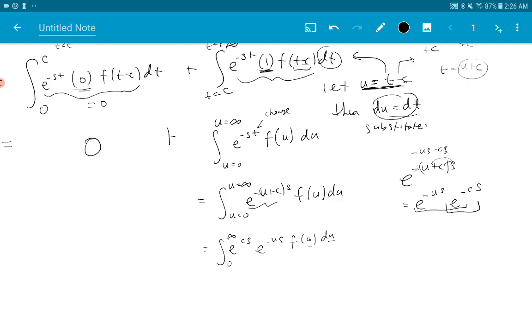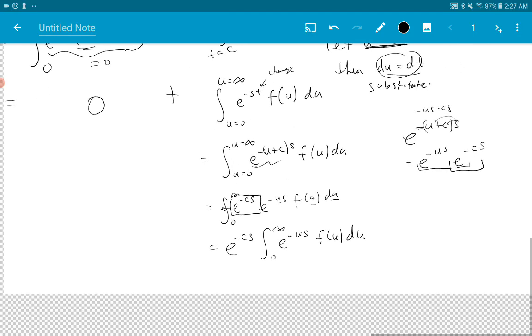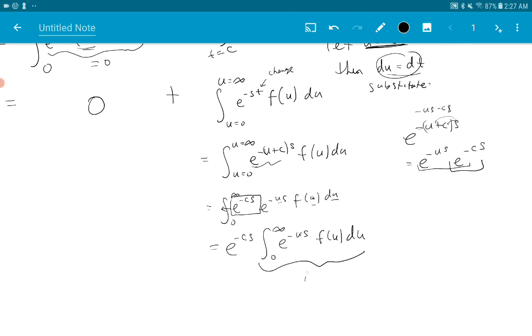Remember, our new variable is u. Well, since this first factor doesn't have any u's in it, I can pull it out. It's just a constant. e to the negative cs, integral from 0 to infinity, of e to the negative us, f of u du. Now, look at this right here. You're allowed to use any letter you want for the integration. It's really just a dummy variable. It just exists there while you do the integration. The function e to the negative u times s is the same as the function if we replace u with t, which you can do. Just call it a different name.